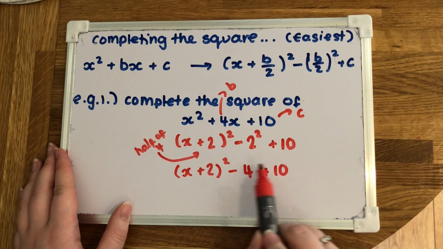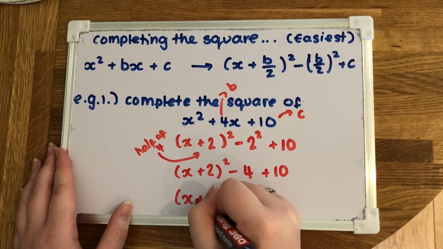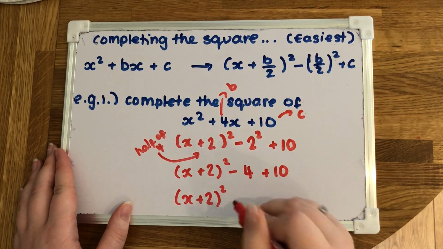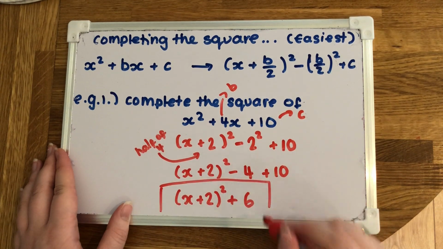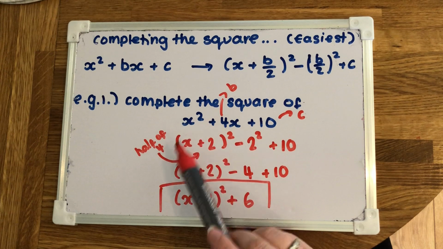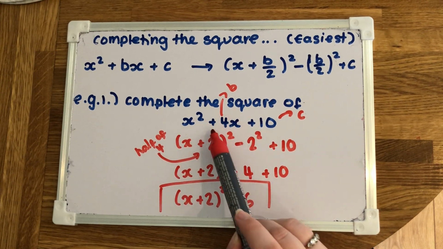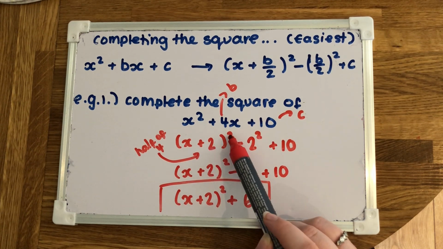Okay, and then we can simplify this. So negative 4 add 10 would give us positive 6, which is the same as plus 6. So this is my final answer. Okay, so I will just say it one more time how to do it. So x plus half of the number that's in front of the x, so half of 4 is 2. Okay, and then we've got the squared on the end.